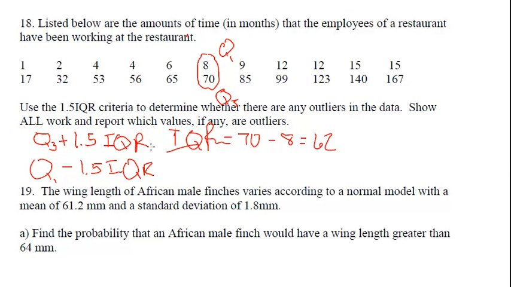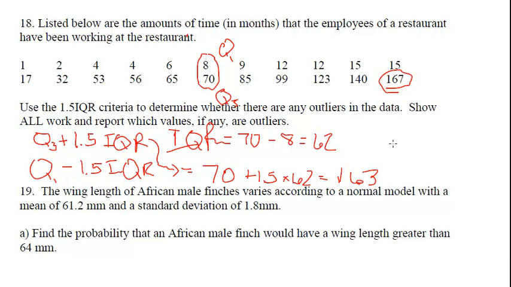All right, so let's go ahead and calculate this first. That's going to be equal to Q3, so that's 70 plus 1.5 times 62. What does that equal? That is equal to 163. Anything above 163 is an outlier, so I can go up to my data set here, and I have one outlier, which is 167.